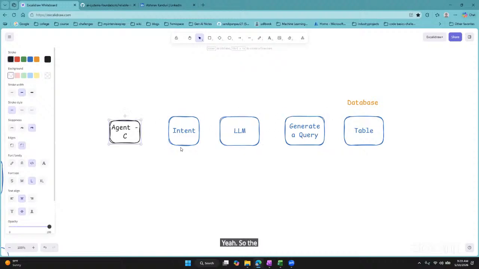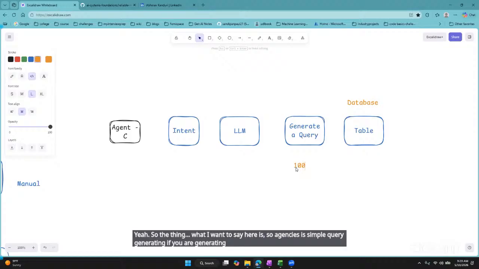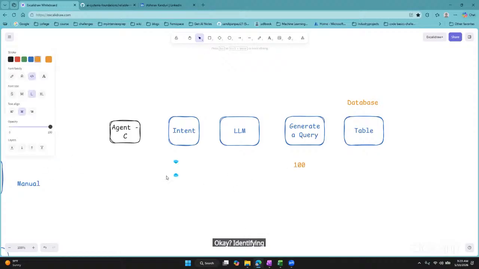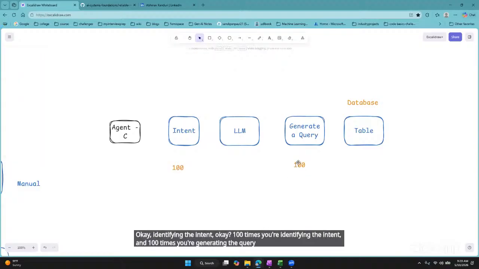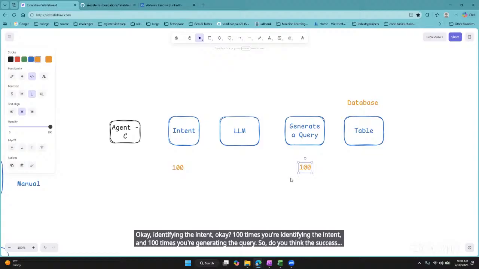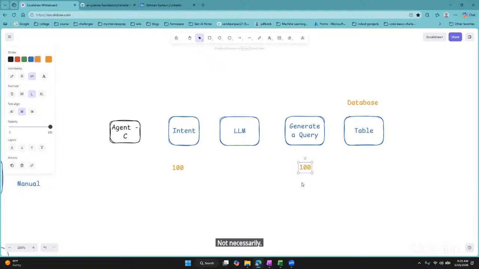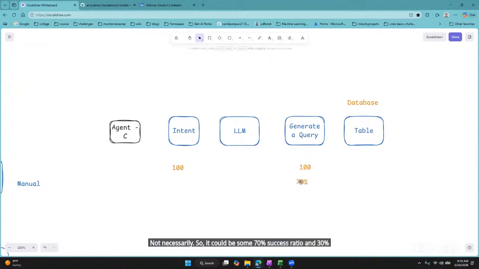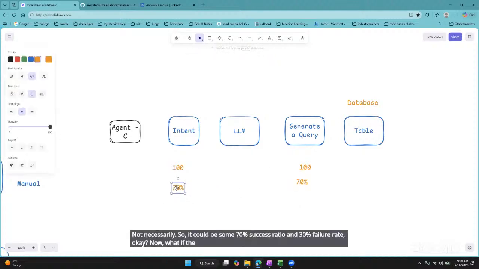So the thing, Amit, what I want to say here is about agents. For simple query generating, if you are generating 100 queries, identifying the intent 100 times and generating the query 100 times, do you think the success ratio over 100 times would always be correct? Not necessarily. Maybe some 70% success ratio and 30% failure rate. Now, what if the intent is not correctly identified? Then the success ratio is 60% of identifying and 40% failure.